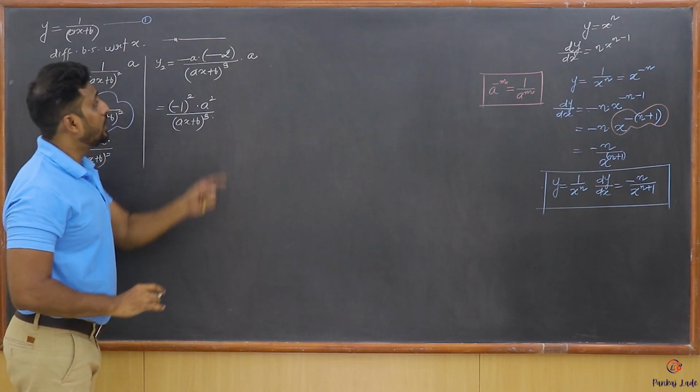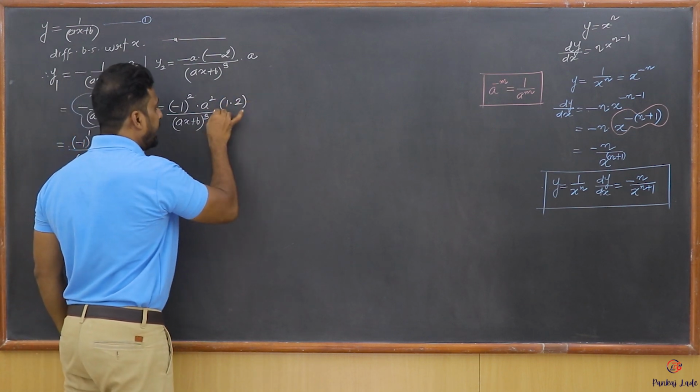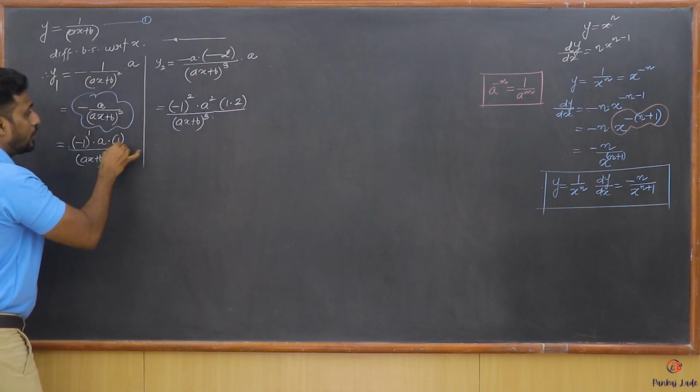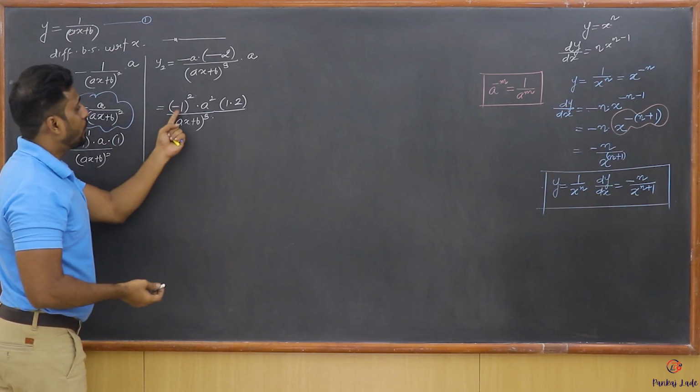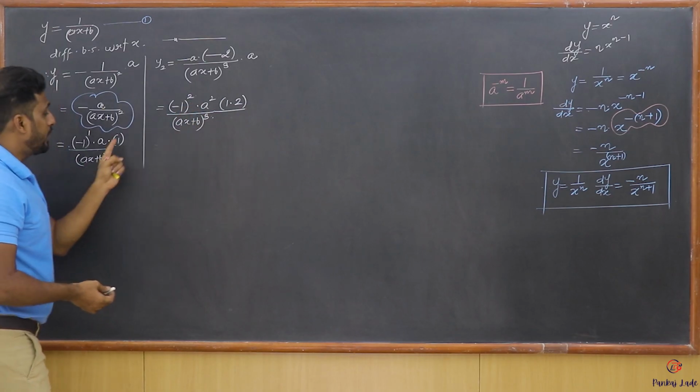And finally, students, observe there is a 2, isn't it? So is it okay to write it as 1 into 2? Here I'll write only 1. So minus 1 square, you get minus 1 raised to 1. Then a square, you have written a. Then 1 into 2, you have written here 1.